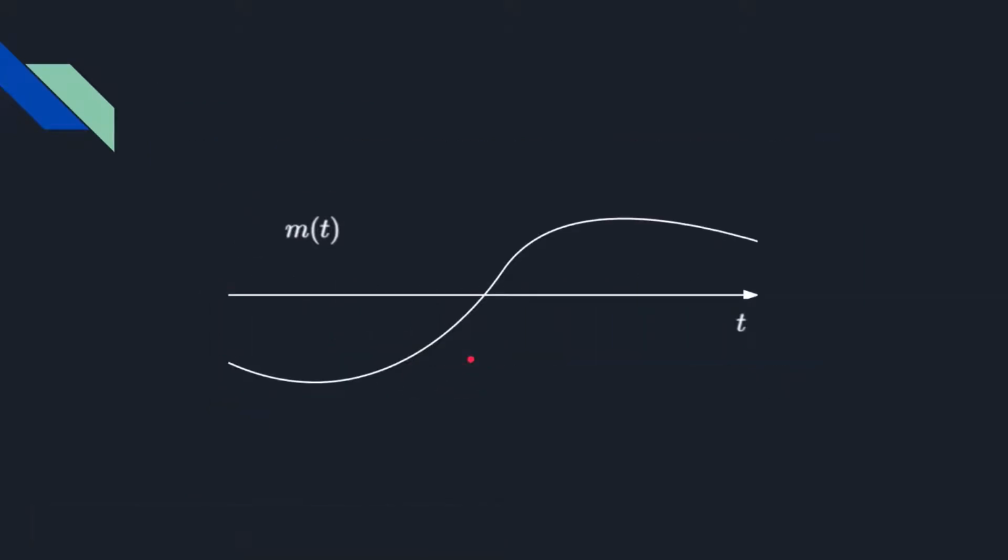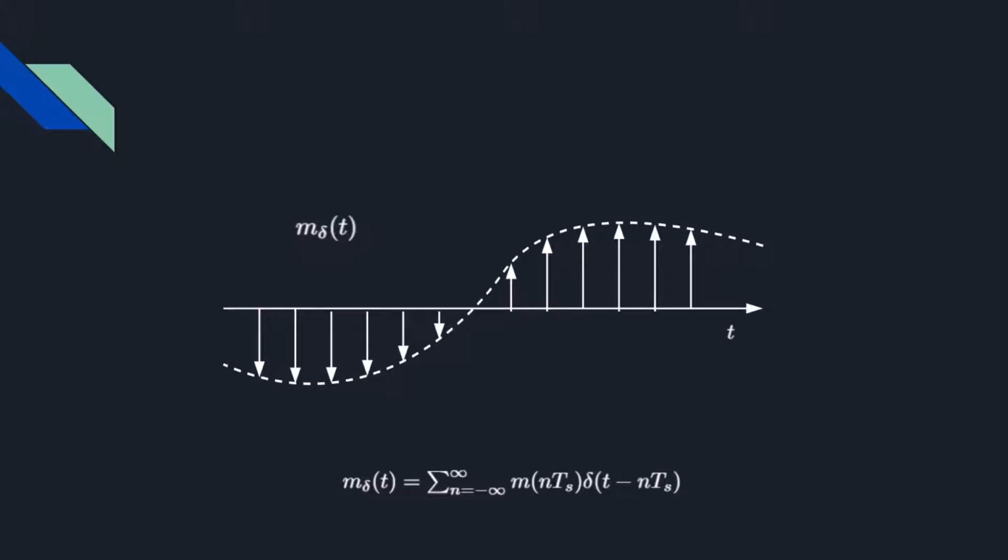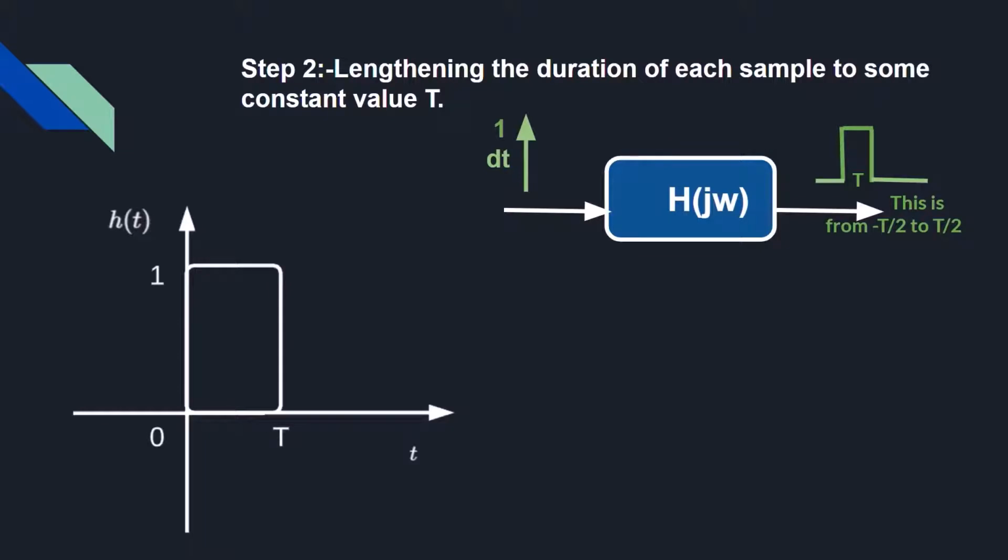Ideal sampling of this message signal with the previous impulse train will give us this m delta(t) signal. The instantaneously sampled version of m(t) is given by m delta(t). Here, delta(t - nTs) is a time-shifted delta function. Now comes the second step, that is, lengthening the duration of each sample to some constant value tau.